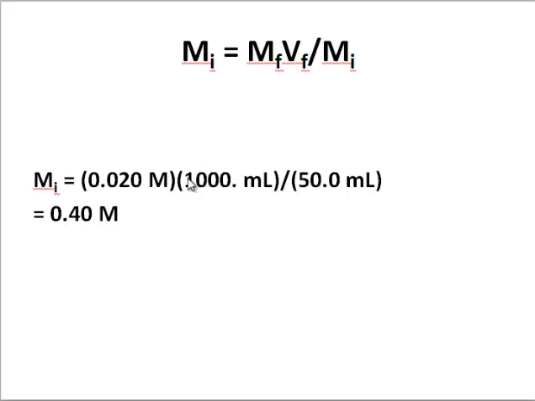Notice that volumes of milliliters can be used if they are used consistently. In other words, for V sub F and for V sub I. And I'm afraid I had to pause to correct another typo there. The quantity in the denominator is V sub I. M sub I is M sub F times V sub F over V sub I. And we are expressing V sub F and V sub I in milliliters.